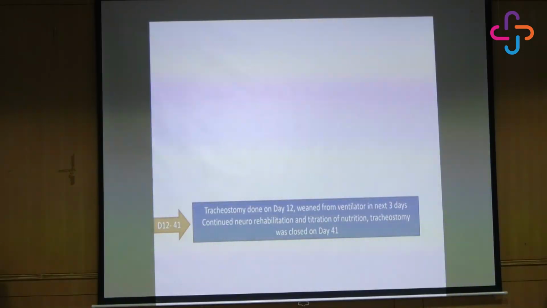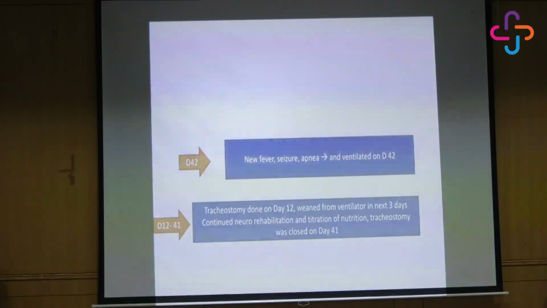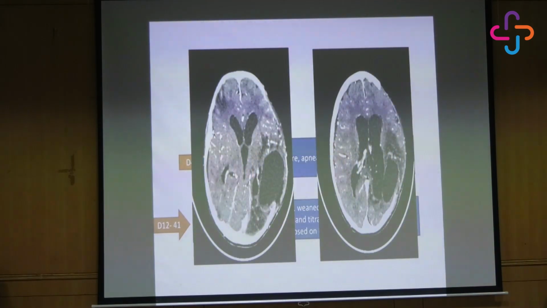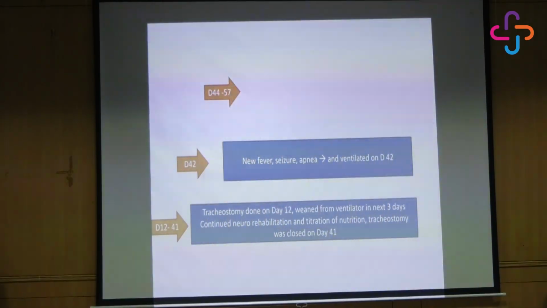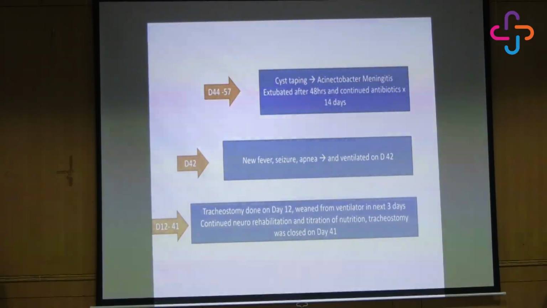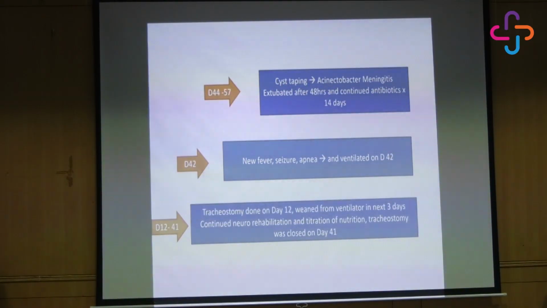Our plan was to discharge the kid in the next 2 days. But again there was one setback: onset of new high-grade fever with seizure and respiratory depression, ending up in re-intubation. The CT taken at that time showed a rim-enhanced lesion, a porencephalic cyst with dilatation of the ventricle. The cyst was tapped, and the fluid grew Acinetobacter. It was sepsis, the child was extubated after 48 hours, and the antibiotics sulbactam and polymyxin B were continued for 14 days.